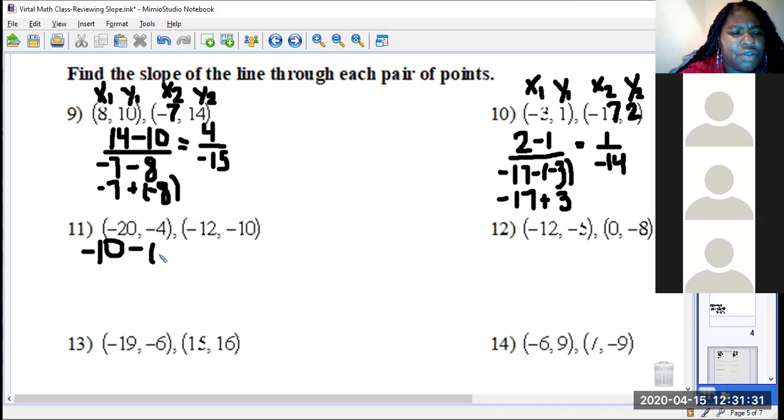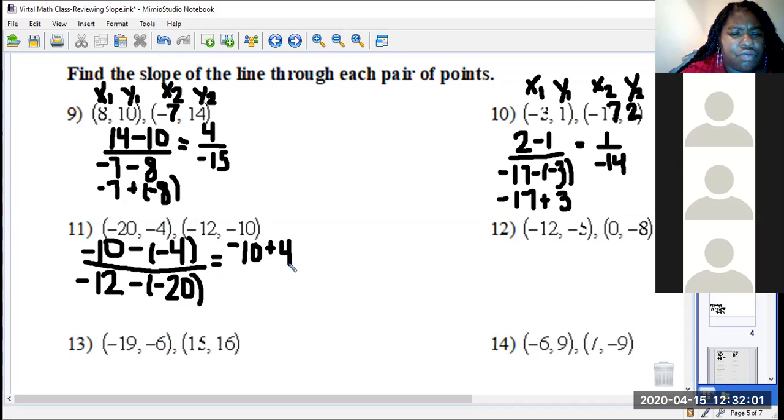10 minus -4, and that's going to be over -12 minus -20. Why they used big numbers is really beyond me. So of course we have to do keep, change for both. We have keep, change. That gives me -6, like y'all said, and y'all were right.